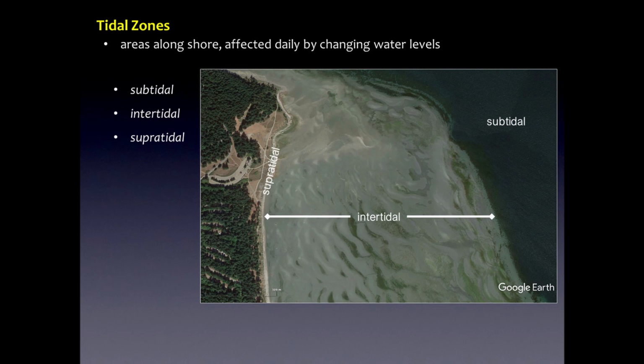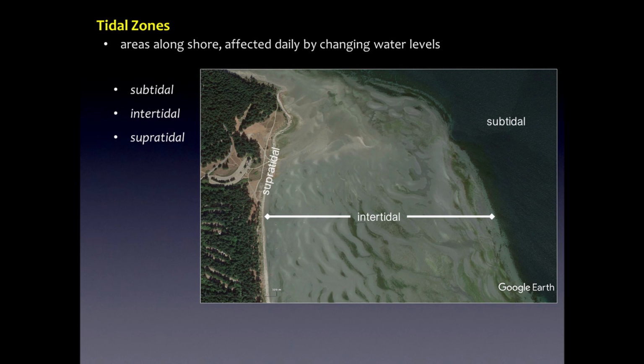Then we have this vast area called the intertidal area. This is probably the most interesting area in terms of tides. This is where, during periods of low tide, it's exposed to the weather, to the elements. And then when the tide comes in and we're under high tide, this area is covered by water. Finally, we have the subtidal, and this is the area that's constantly going to be underwater, no matter where we are in the tidal cycle.